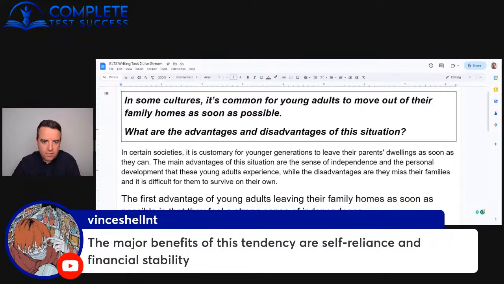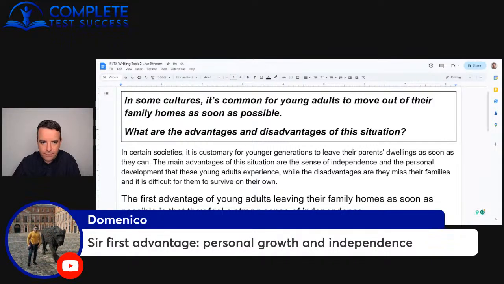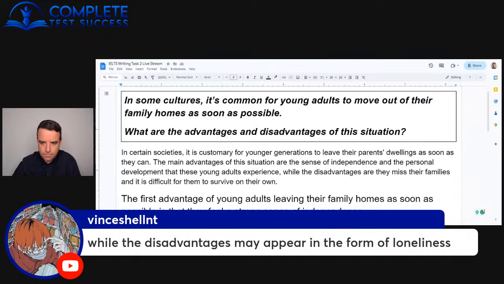Okay. "The major benefits of this tendency are self-reliance and financial stability." Good. Yeah, definitely. Those would work. They're relevant and they're specific. "Personal growth and independence." Good. "Loneliness." Definitely. I think that's what we already mentioned with missing the family. So we could have said that they're lonelier or they miss their family. That's really the same idea, just different vocab. So yeah, that one's okay too.